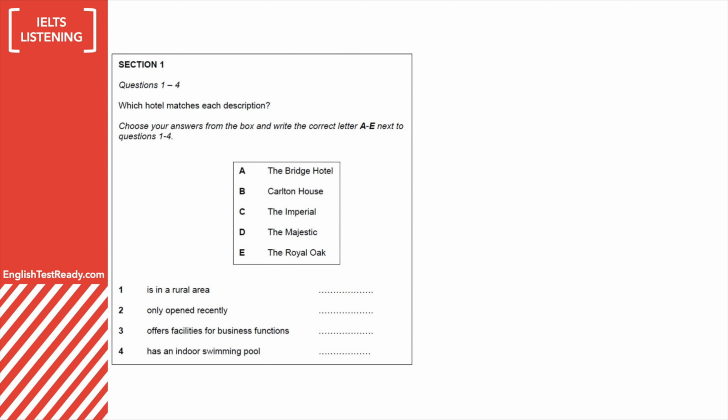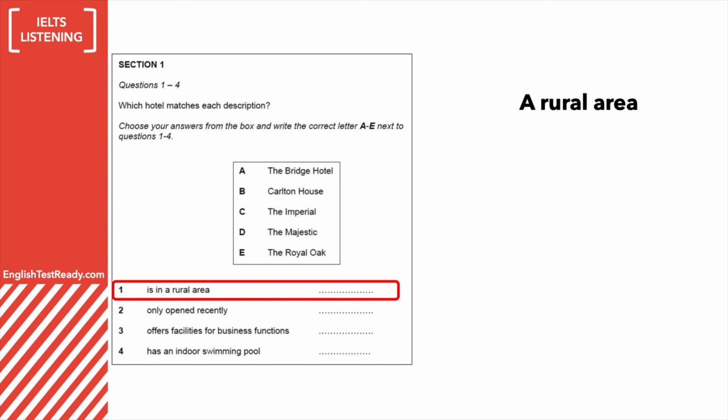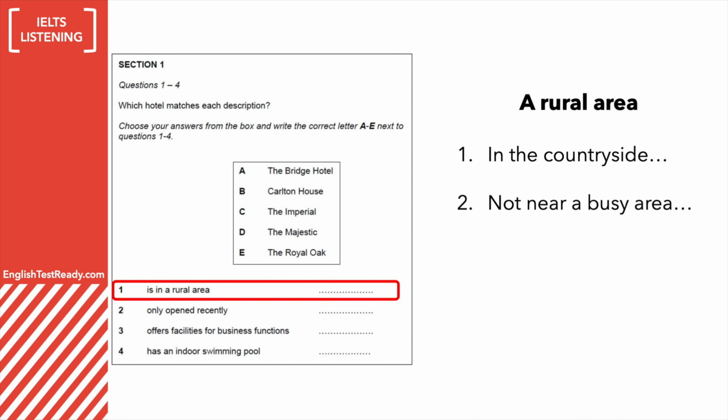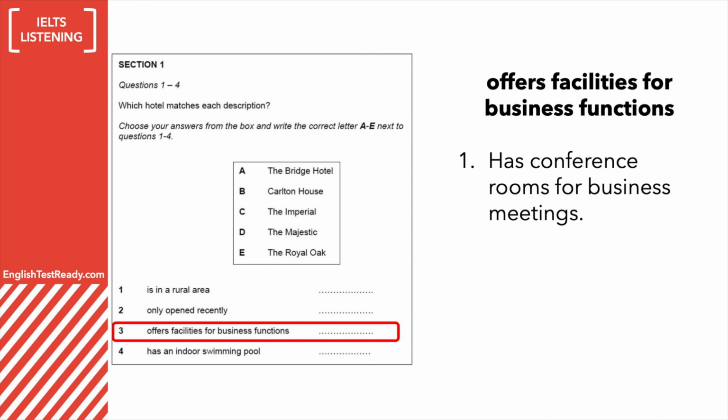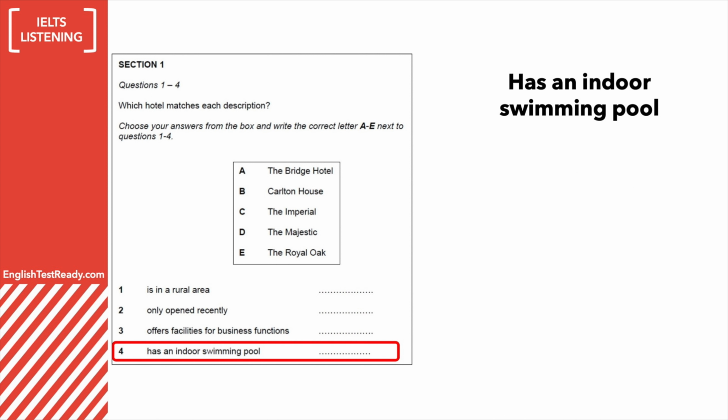Let me show you some really quick examples here. Again, in this example, let's look at number 1, in a rural area. It's very unlikely you'll hear this on the listening test. Instead, you might hear in the countryside, not near a busy area, in an agricultural region of the country. These are paraphrases or synonyms. Another example, facilities for business functions. Again, it's very unlikely you'll hear this. Instead, you might hear something like, has conference rooms for business meetings. Last example, has an indoor swimming pool. You won't hear that. Instead, you might hear something like, a place for the children to swim.